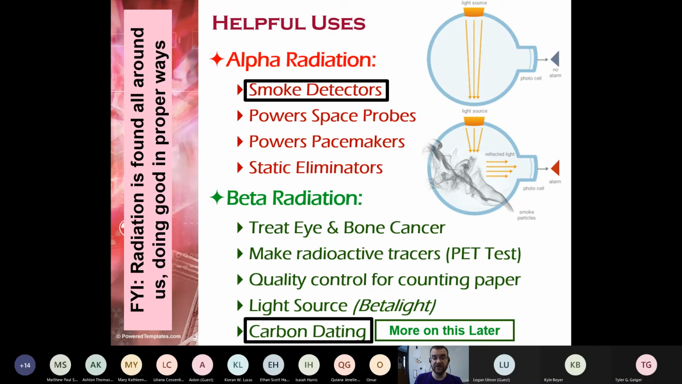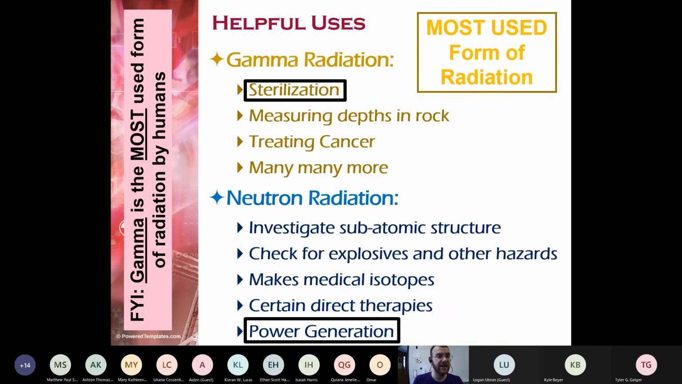So radiation can be used for a lot of good things as well as bad things. Gamma sterilization: number one most important thing. It is the most used form of radiation. So do know this, gamma radiation is the most used form of radiation by humans. Neutron radiation has a whole bunch of neat stuff too, but the number one thing here is gamma, the most used form of radiation. Super important to know. The state has it as a requirement. You will see that on quizzes, tests, etc. Gamma radiation is what we use.